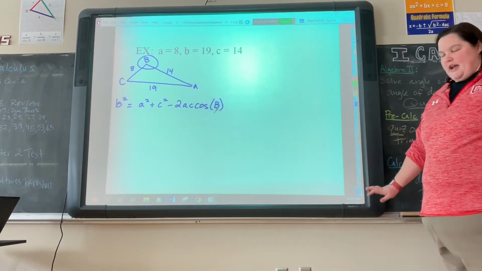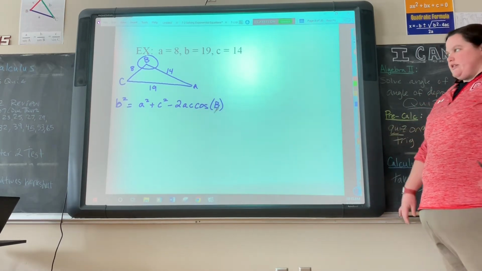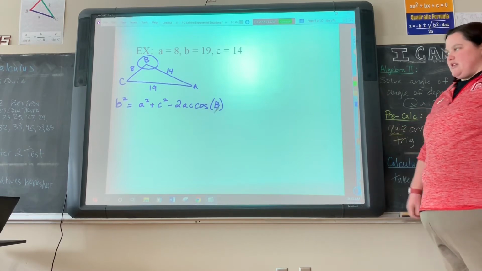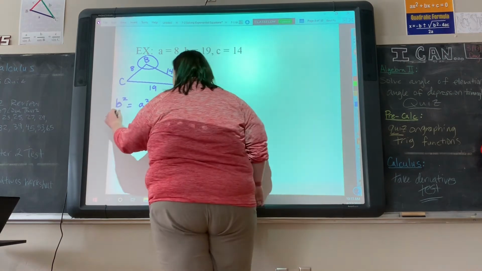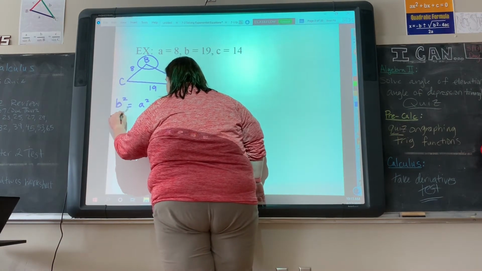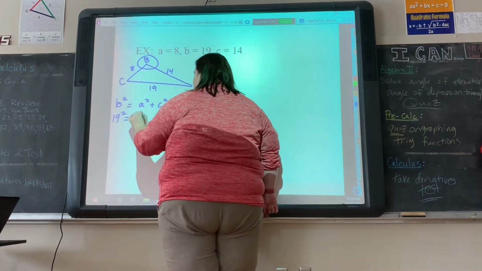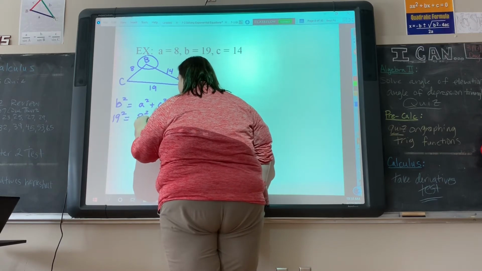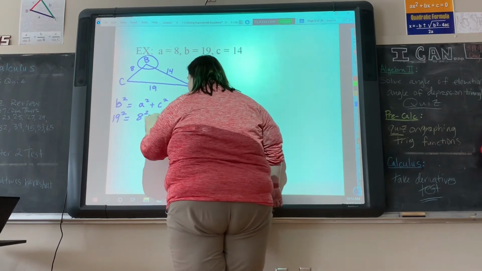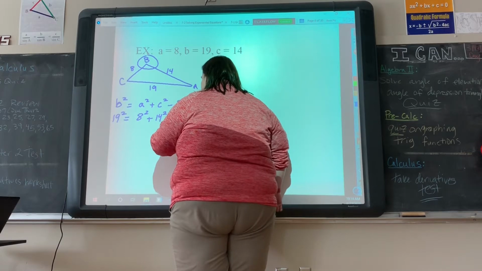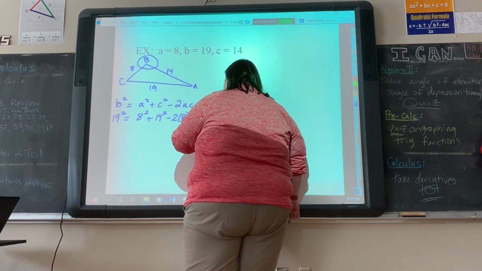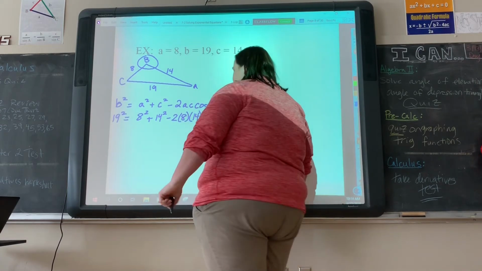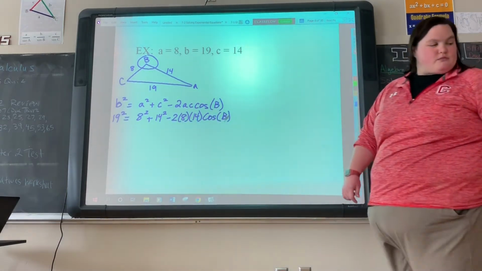Again, don't feel like I have to memorize it. I'm just giving you some tricks. You can always write those down. So this is to help us find angle B. So I'm going to plug in what I know. So side B is 19, so we're going to 19 squared, and that equals A squared, so 8 squared plus 14 squared, then minus 2 times 8 times 14, and then times cosine of angle B, which I don't know, so I'm going to leave as a capital B.